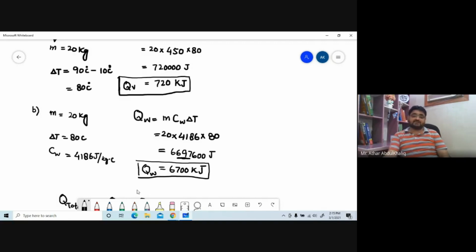If you can say this is 700 kilojoule, for the vat you need almost 700 kilojoule, and for the same amount of water you need 7000 kilojoule, which is almost 10 times more.